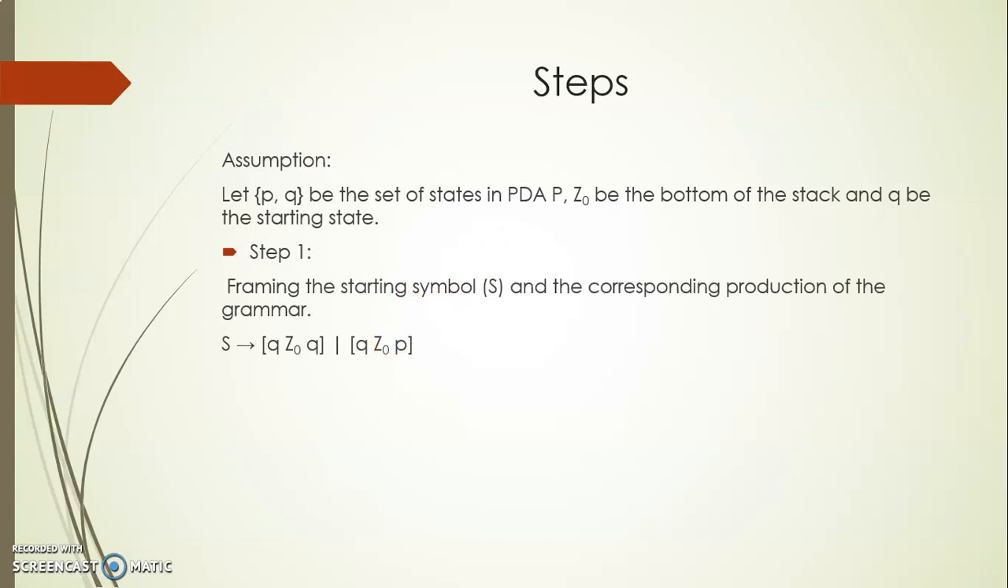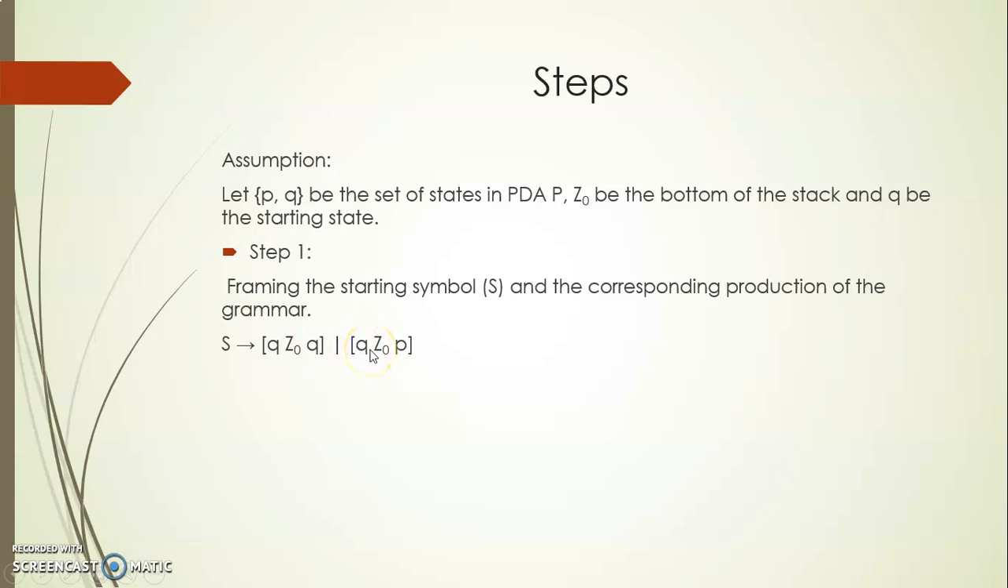In PDA to CFG conversion, the first step is formulating the productions for the starting symbol of the grammar. We are assuming that S is the starting symbol of the grammar, followed by the production symbol, the arrow mark. One important thing is that all the grammar symbols will have this triplet format, [Q0 Z0 Q], and it depends upon the given problem. Here Q0 represents the starting state and Z0 represents the bottom of the stack.